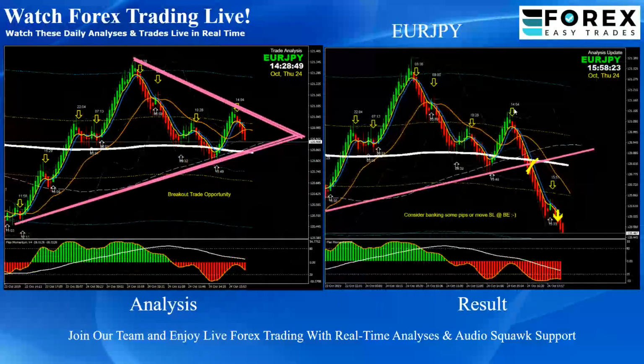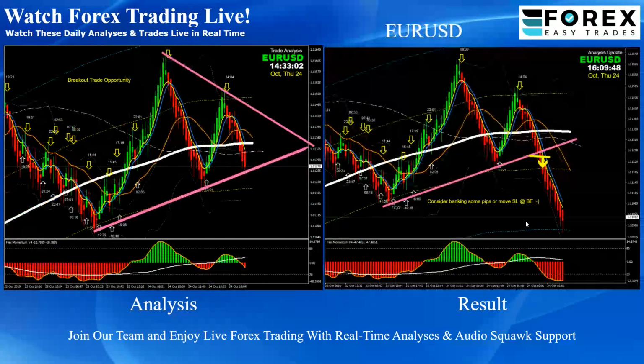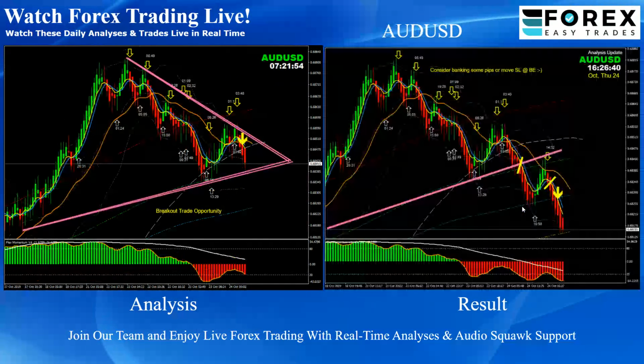Euro yen again, you can see we had this first analysis, we made a few pips at that time, and after that price created another triangle pattern and a beautiful breakout based on the momentum, a short trade. Euro USD, as you mentioned, we had this trade in the morning, and after that, as I always mention, we should be looking for price to perform another price action pattern. As you can see, this was a beautiful triangle pattern and a beautiful short trade on Euro USD.